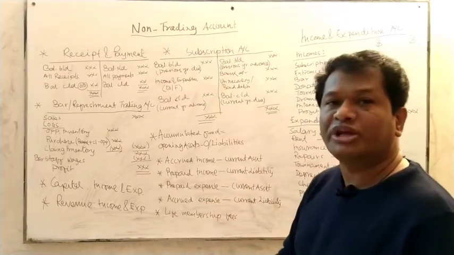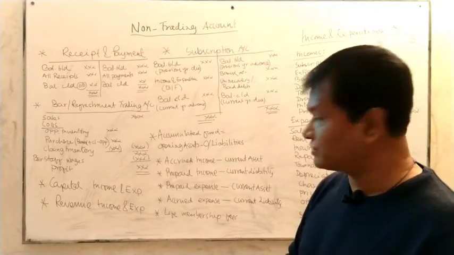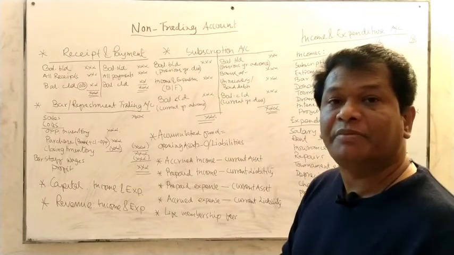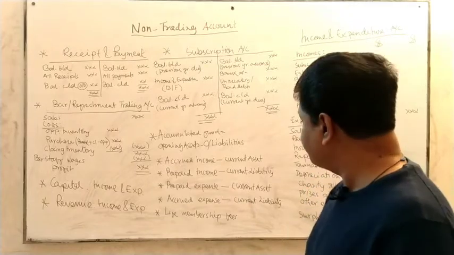Accrued expense. Some of the expense is still outstanding. That is called the accrued expense. So this figure is to be added in the income and expenditure accounts, and it is to go to the balance sheet as current liability.